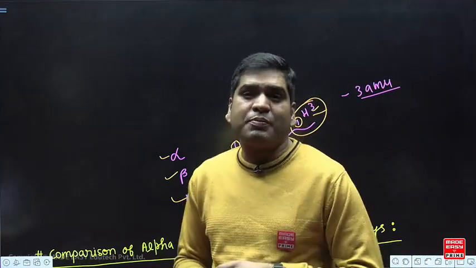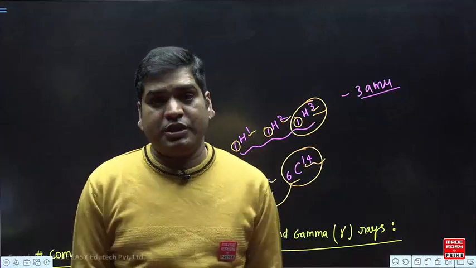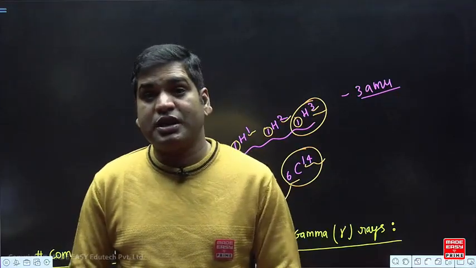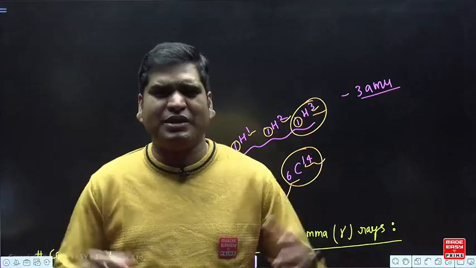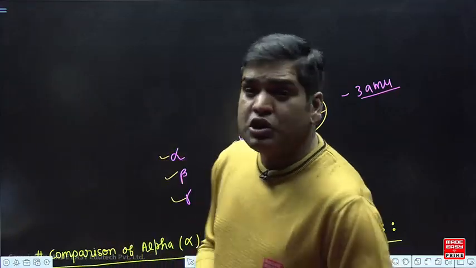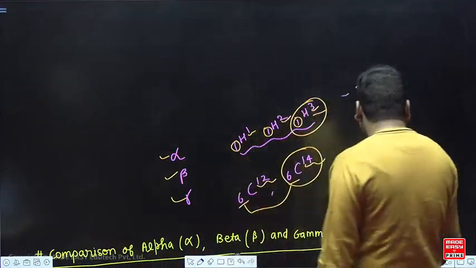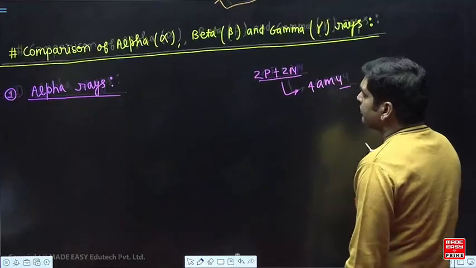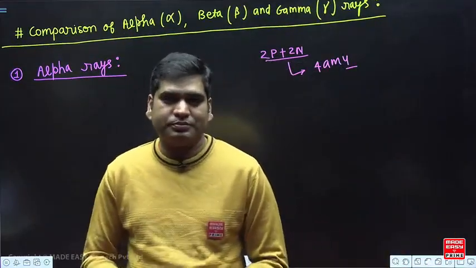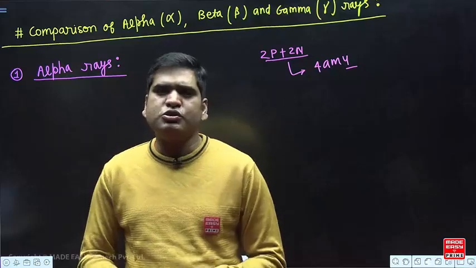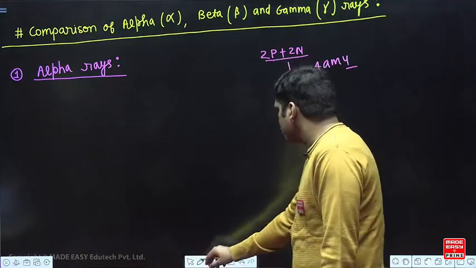So emitters of alpha particles are heavy radioactive elements, like uranium etc., whose atomic mass is quite high, like 230, 235. So emitters of alpha particles are heavy elements because the alpha particle itself is very heavy. Okay. Now you see, my dear friend, it has 2 protons.